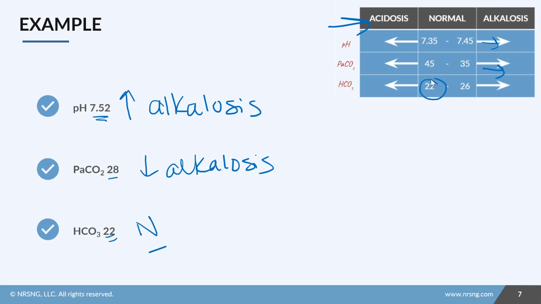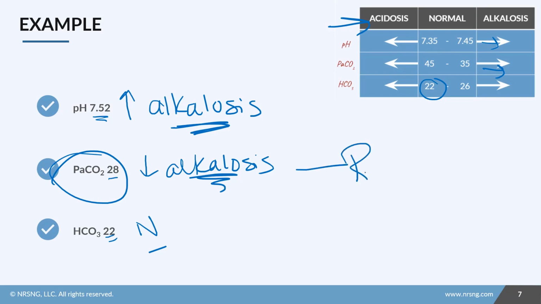Okay. So step 2 is determine the source. So if we know that our pH is showing alkalosis and that our PaCO2 is also showing alkalosis, we can reasonably assume that the CO2 is the source, right? So this would be a respiratory alkalosis.